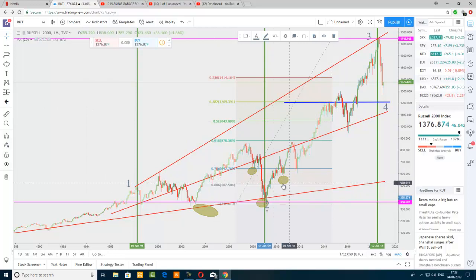But if you look carefully again, as this move went up, okay, this is something that I point out for Nifty 50 traders and Sensex traders.